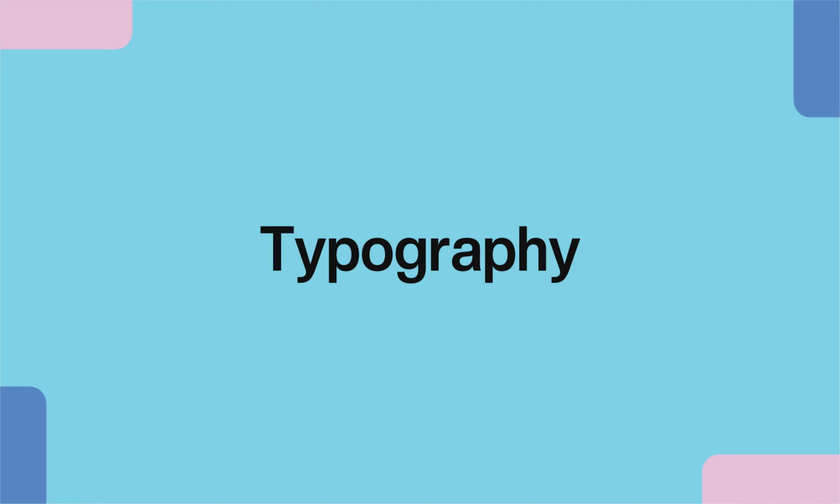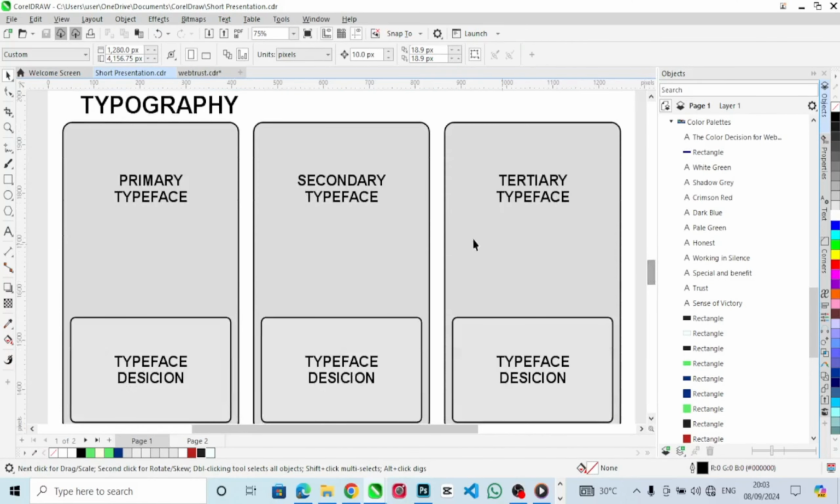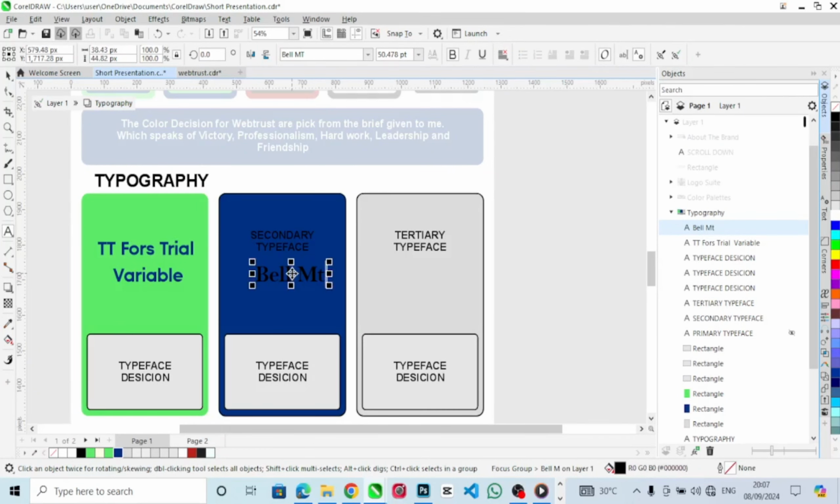The next thing to do, or the next thing you are going to include in your brand presentation, will be the typography. This is where the brand's primary, secondary, and tertiary typeface are going to be placed, where you can explain yourself on the reasons why these particular fonts are going to fit the brand or work for the brand as the accent font or the complementary font that is going to suit the brand.